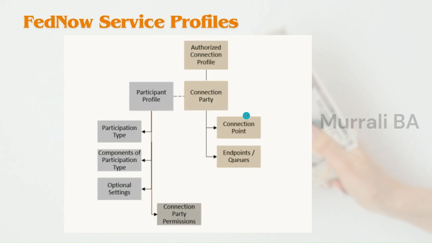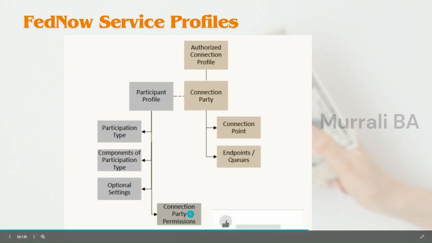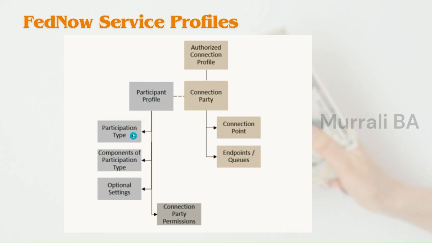This diagram shows how the FedNow profiling concepts work. You can see here both the participant profile and the authorized connection profile, which is nothing but an ACP. Let's understand the participant profile first. A participant profile contains a participation type, components of participation type, some optional settings, and connection party permissions. This connection party is nothing but a system that has the connectivity endpoints or queues, like you see here. A participation type is nothing but the role chosen to be played by a bank in the FedNow network.